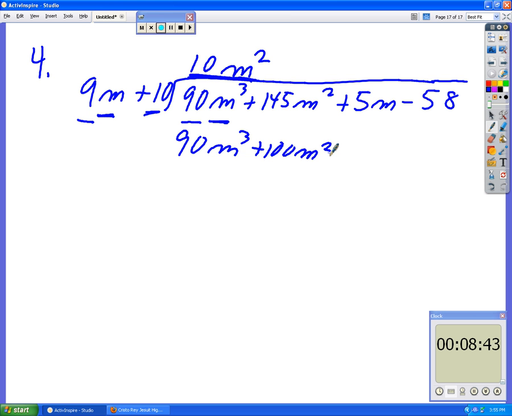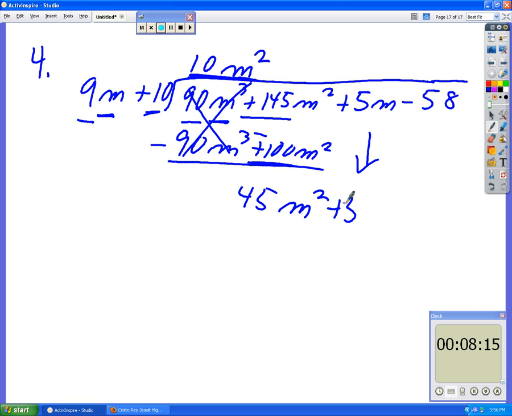There's two of them. Draw my line, change my signs. The 90m cubed cancels. I have a positive 145 minus 100, that is 45. I subtracted, so I keep the m squared. Doesn't change. Bring down the positive 5m. Now you can start over.